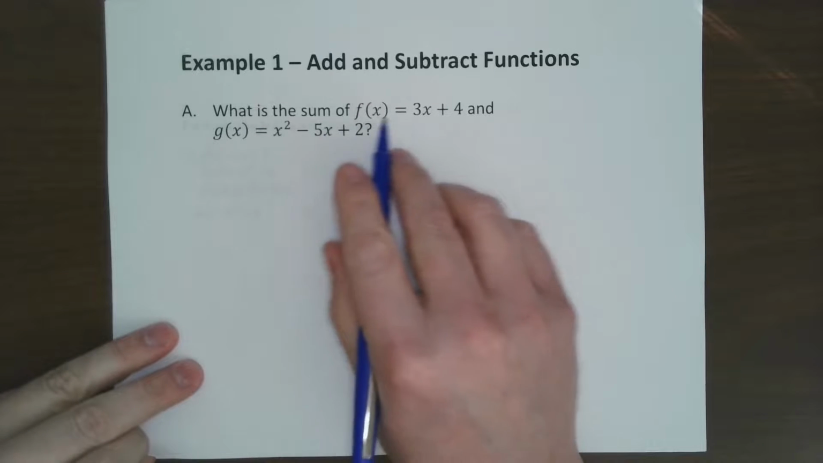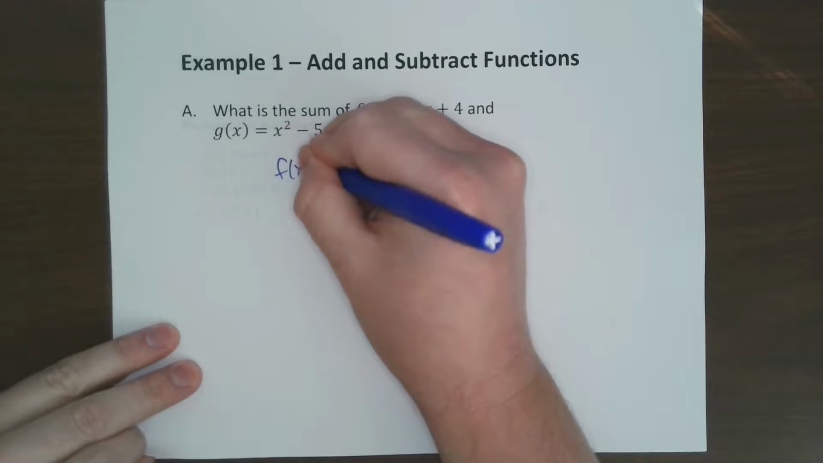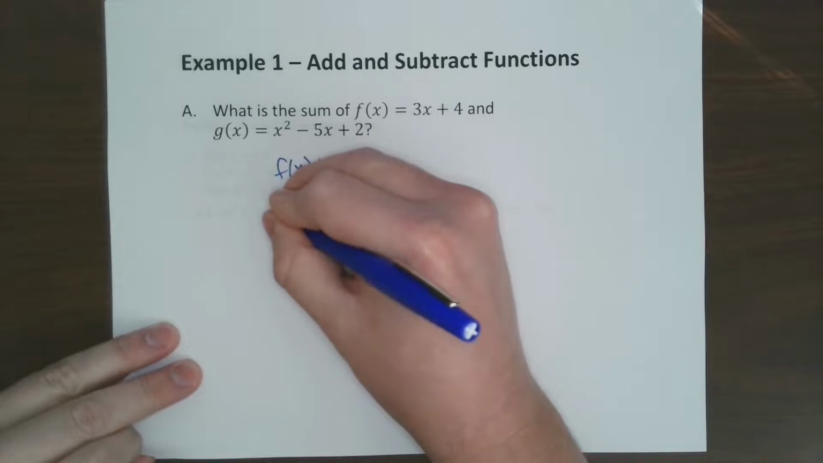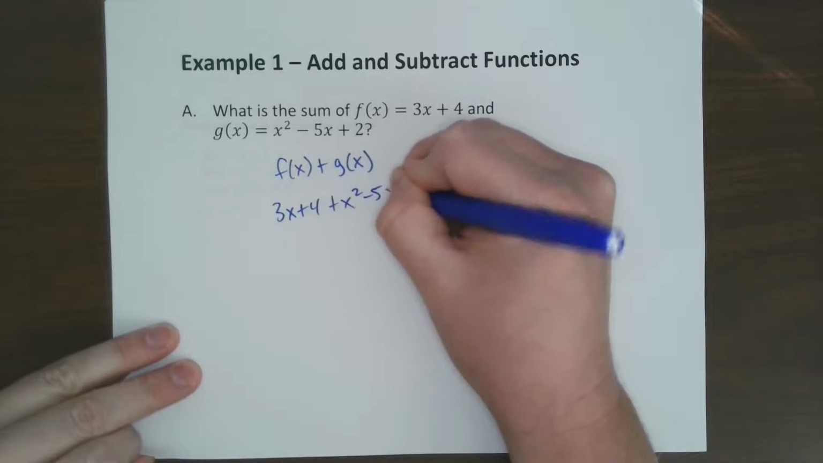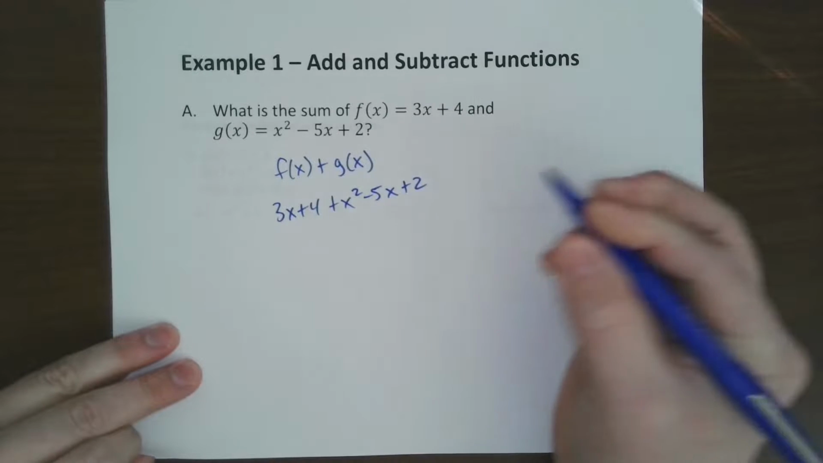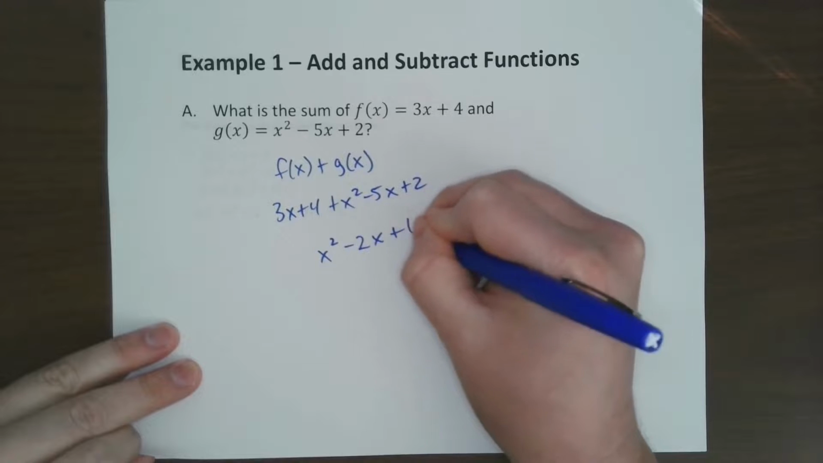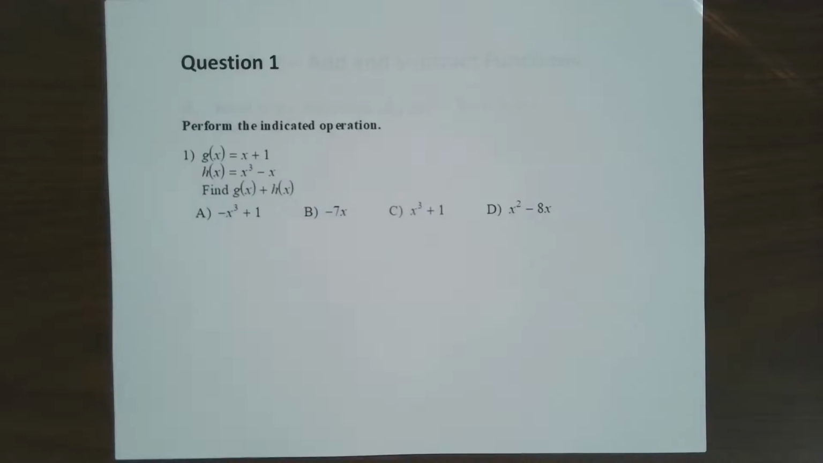So if we say what is the sum of this one and this one, all we do is we're asking what is f of x plus g of x. So we just plug them in. So 3x plus 4 plus x squared minus 5x plus 2, and combine like terms. So x squared minus 2x plus 6. And we're done. Go ahead and try this problem.